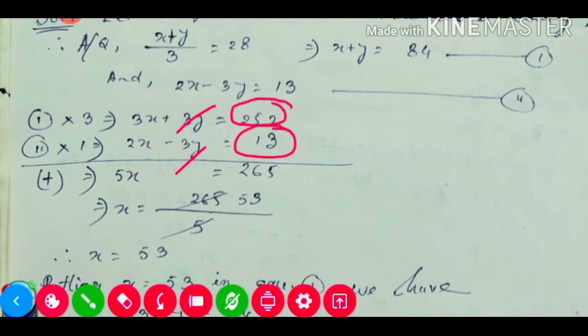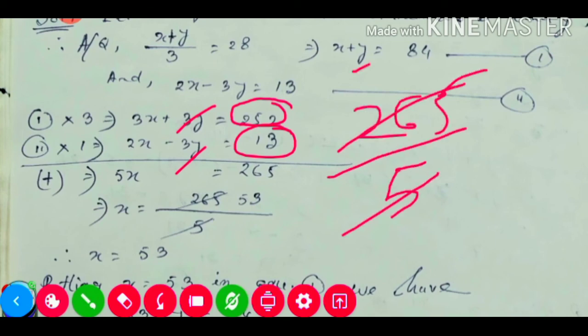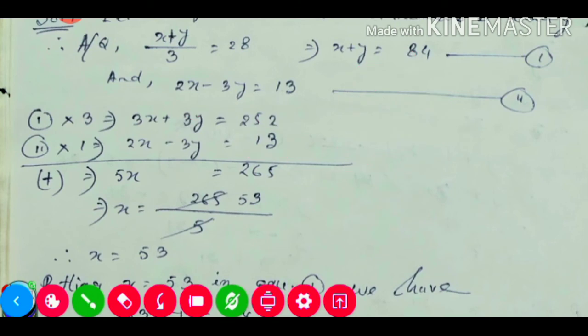So 265 now we will divide by 5. So the result will be 53. 265 divided by 5: 5 into 5 is 25, 1 will remain, 15. So 15, how many times will it go? 3 times. So 53. So we got the value of x as 53.